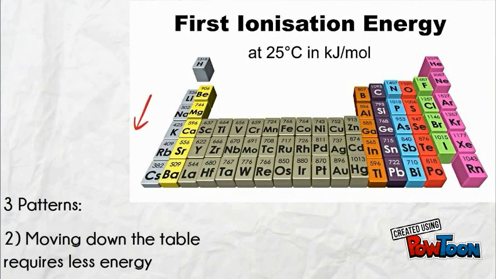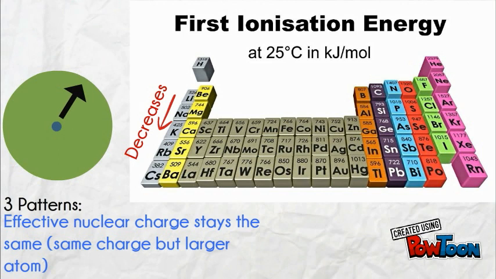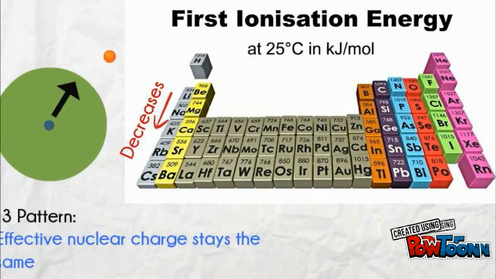The second pattern is as you go down a column, the ionization energy generally decreases with the increasing atomic number. The effective nuclear charge of an atom stays the same as we move down a column in the periodic table, but the size of the atom increases and the electrons are farther away from the hold of the nucleus, so they are easier to take away and require less energy.